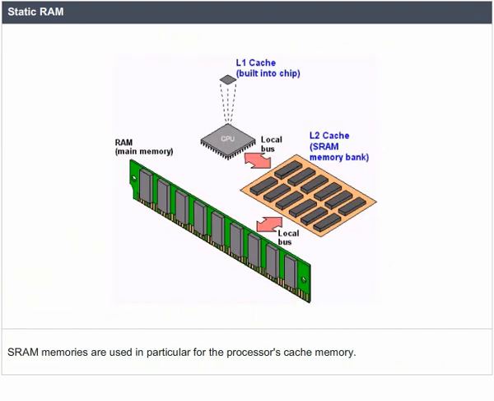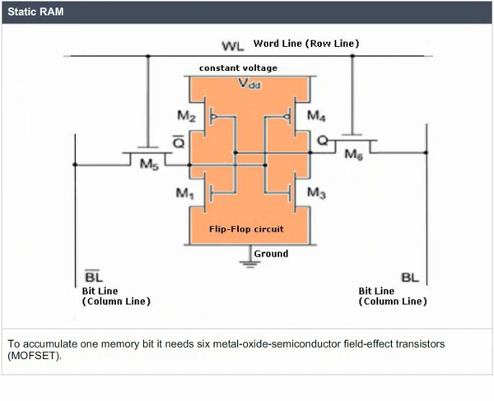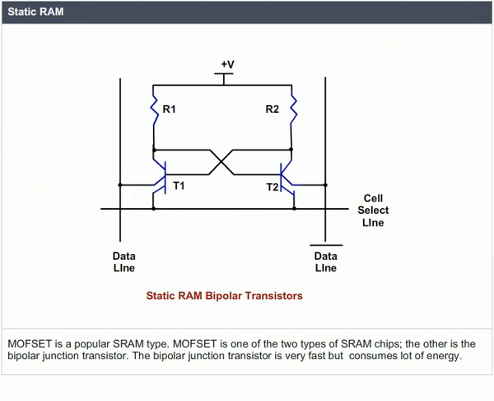To store one memory bit, it needs 6 metal oxide semiconductor field effect transistors, MOSFETs. MOSFET is a popular SRAM type. MOSFET is one of the two types of SRAM chips. The other is a bipolar junction transistor. The bipolar junction transistor is very fast, but it consumes a lot of energy.